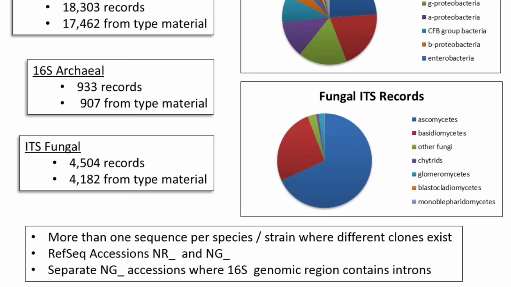You'll see for the bacteria that there are also two kinds of RefSeq accession numbers, the NR representing the ribosomal RNA, and sometimes there's an NG. Where there's an NG RefSeq, that's because there are some bacterial and archaeal 16S regions that have introns in them. So we have both kinds of sequences for those.